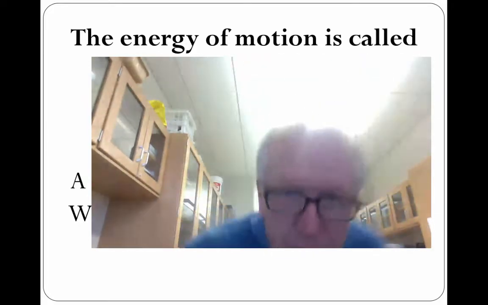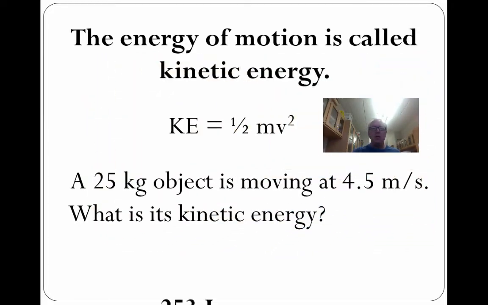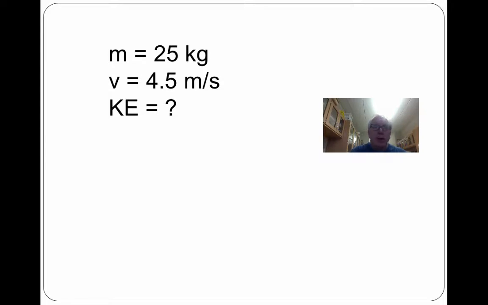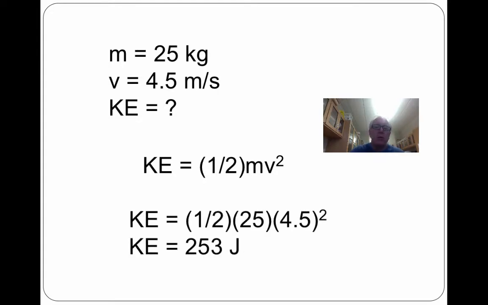All right, did you pause and are you back again? Here's the answer that I got, 253 joules. Let's see how that worked out. As usual, we identify the information, so there is the information, and then we show our work. There's our kinetic energy formula. There are the numbers plugged in with the answer. So how'd you do with that?